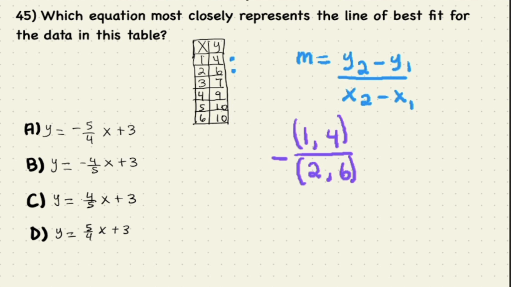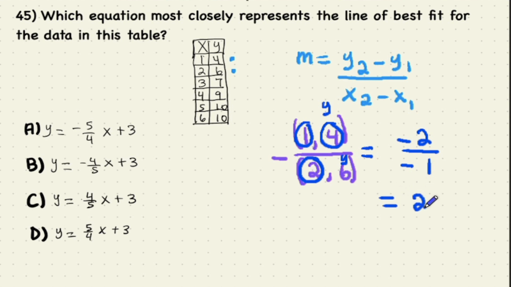So if you take a look here, we have 4. So remember, this is y value. This is the second y value, right? So we can just easily say 4 minus 6 is equal to negative 2 over, and then we have 1 minus 2 is negative 1. And so you know a negative divided by a negative is a positive. So this is a positive 2.